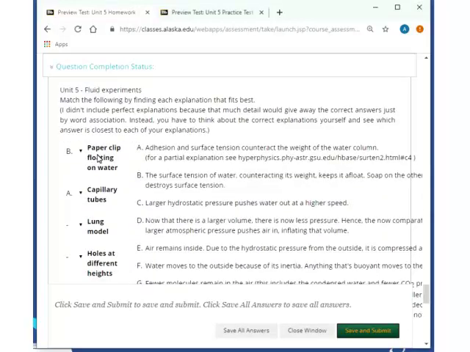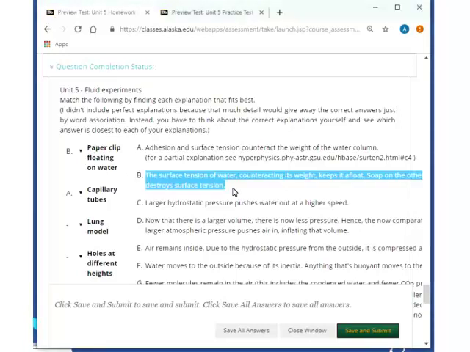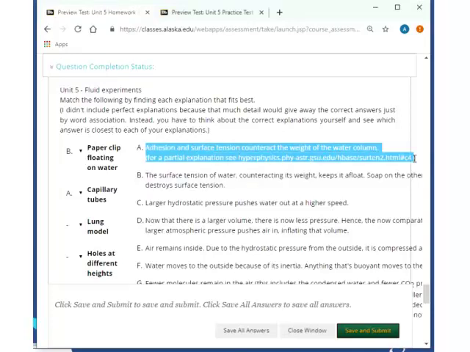These are from the video, so from the fluid experiments that you can watch on YouTube, and I believe for the most part they're also kind of like the last one, so it's like B, A, D, C, F, E. So for example, paperclip floating on water. The surface tension of water counteracting its weight keeps it afloat. Soap, on the other hand, destroys the surface tension. Capillary tubes. Adhesion and surface tension counteract the weight of the water column. For a partial explanation, see the hyperphysics link here, and you will see, well, they talk about capillary tubes there.